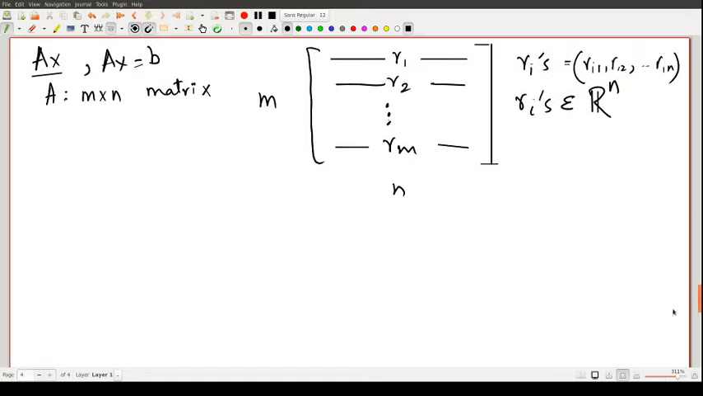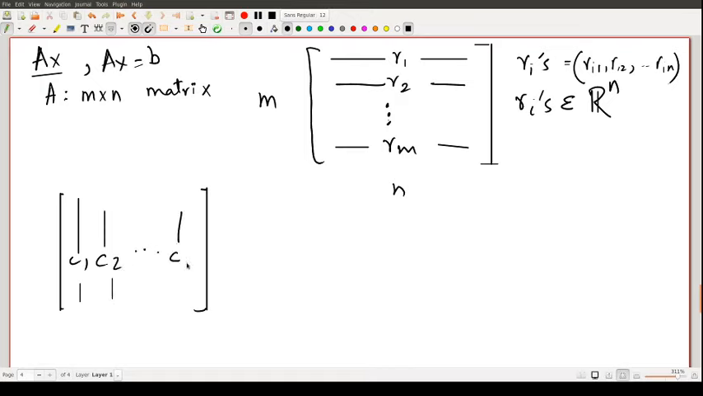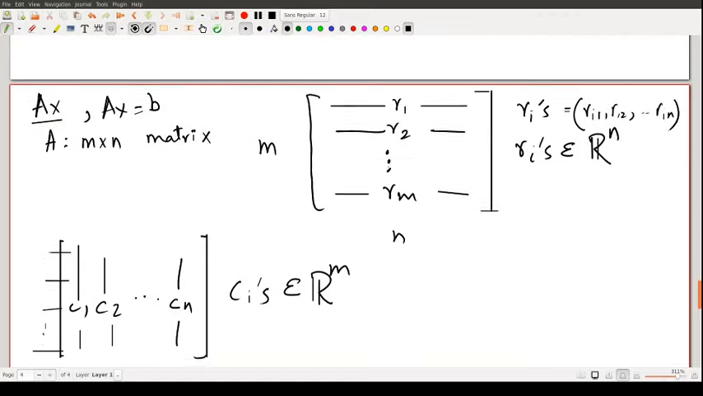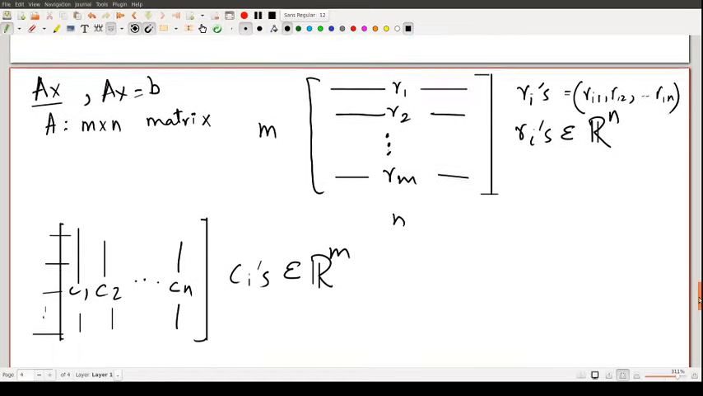And if you look at it in terms of columns, let's suppose the columns are C1, C2, dot dot dot, Cn. Then these Ci's will have m entries: first entry, second entry, third entry, up until the m-th entry. So these Ci's will be members of Rm. And it helps to see that this matrix A is sort of a bridge.